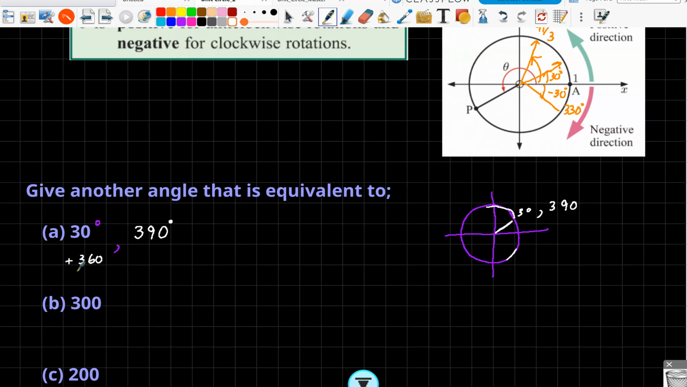Okay, so basically you can keep adding on 360. If I go the other way and I take off 360, 30 take 360, I could also have minus 330. Bit silly, but same deal. That would be going around the other way, and that would be minus 330. Okay, hope that makes sense to you.